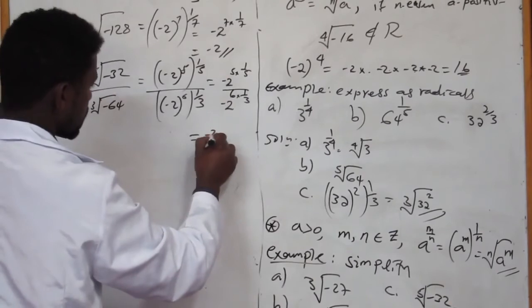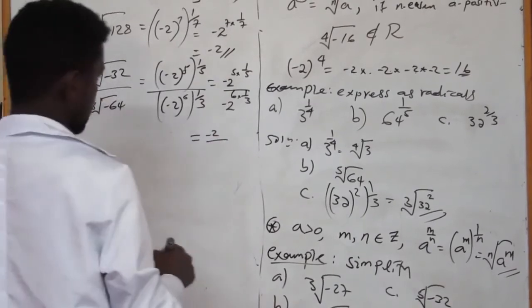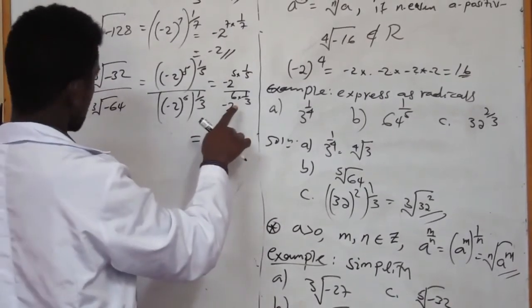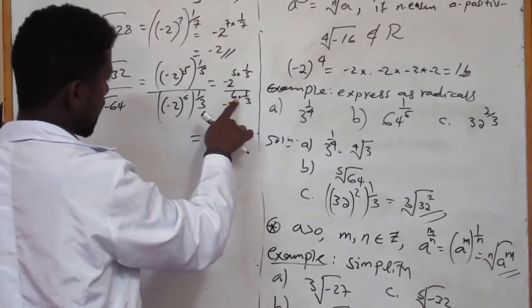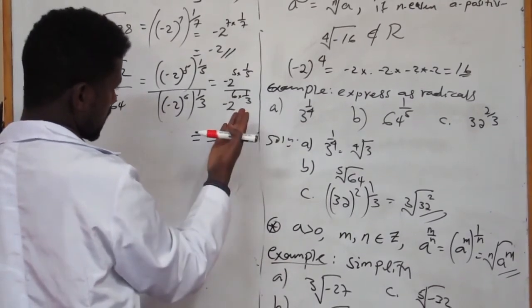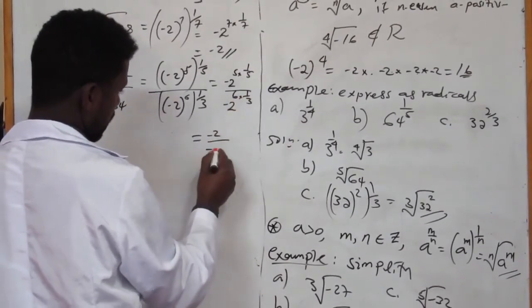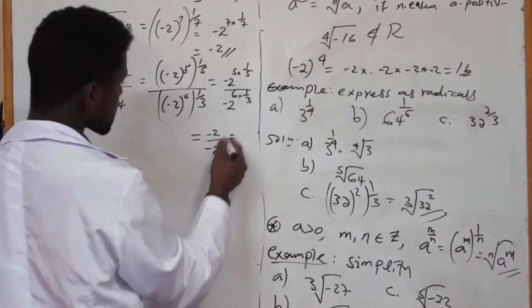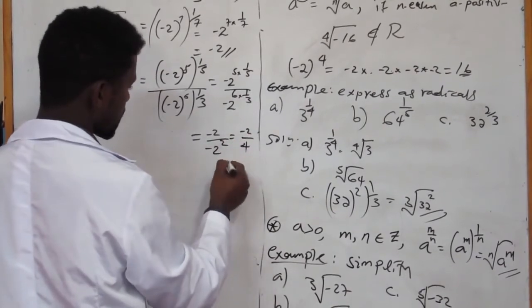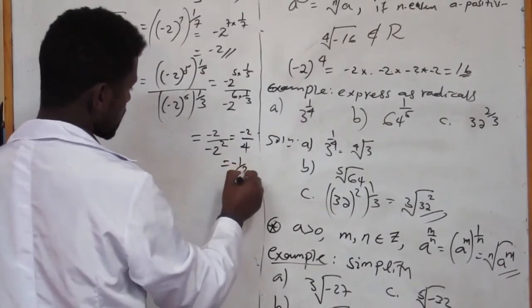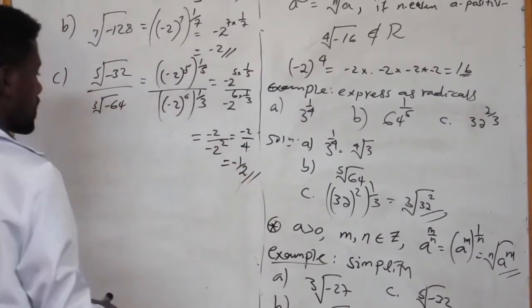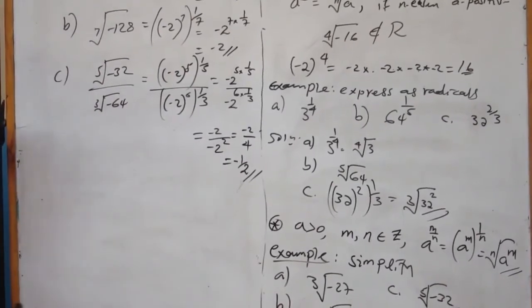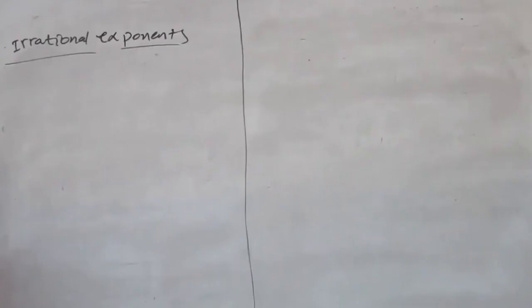So this becomes negative 2 divided by negative 2 to the power of 2, since 6 times 1 over 3 is 2. Negative 2 squared is 4, so we have negative 2 over 4, which is equivalent to negative 1 over 2. So finally, it becomes negative 1 over 2.